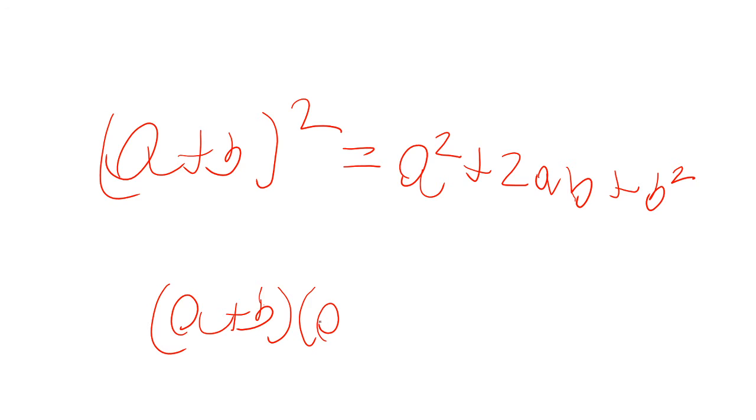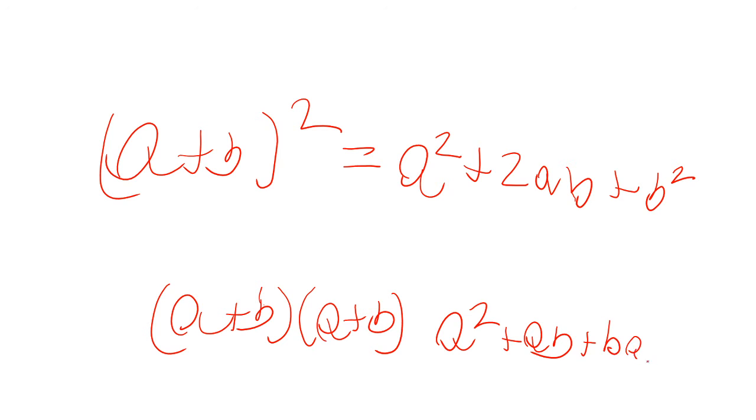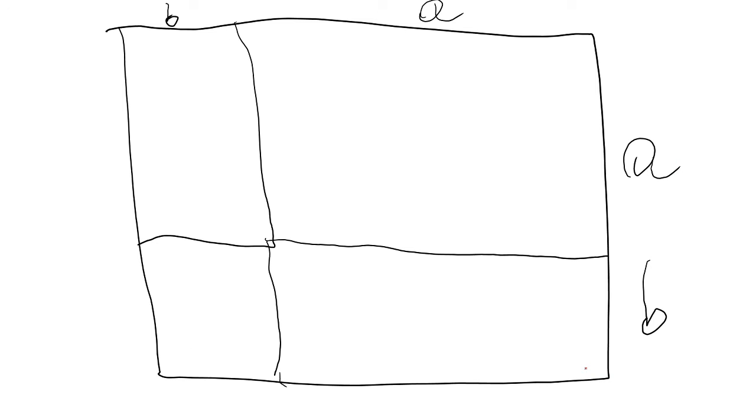So if I do (a plus b) times (a plus b), I'll get a squared plus ab, plus ab plus ba plus b squared. ab and ba, they're the same thing. Combine them, we get a squared plus 2ab plus b squared. That's what the squares of binomials factorization is. Let's go over here and prove it geometrically.